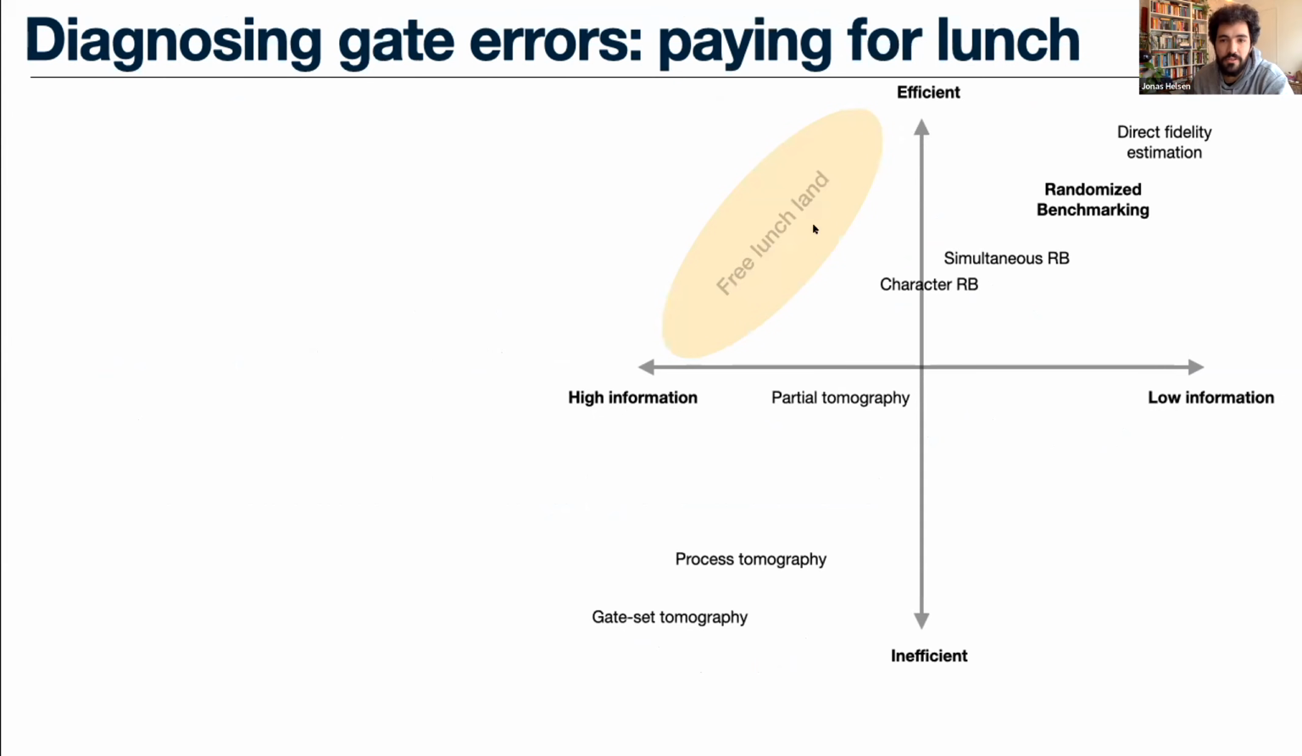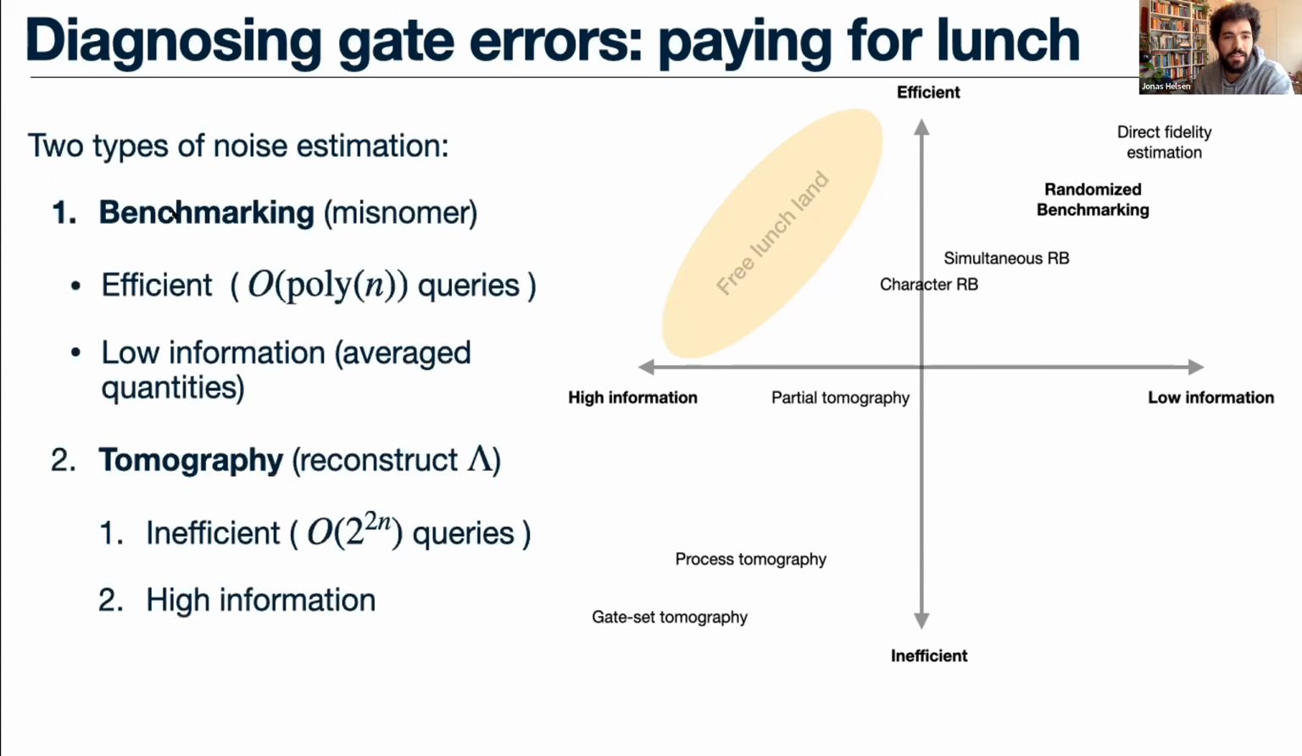So here is a graph where I've put a representative sample of all kinds of characterization procedures. The names don't really matter, but they split up roughly into two types of protocols. One is ironically called benchmarking protocols. This is a historical misnomer. They're all named after something called randomized benchmarking, which is really a characterization protocol and not a benchmark, but we can argue that problem later.